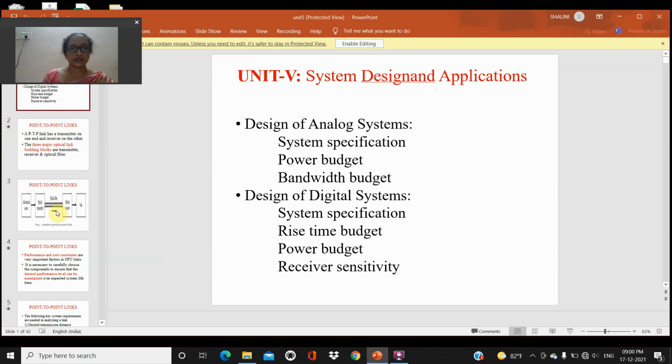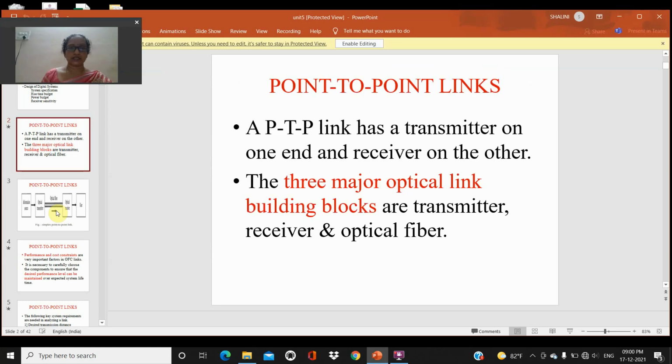Design of analog systems: these system specifications mainly consist of power budget and bandwidth budget. The design of digital systems also consists of system specifications, rise time budget, power budget, and also receiver sensitivity.